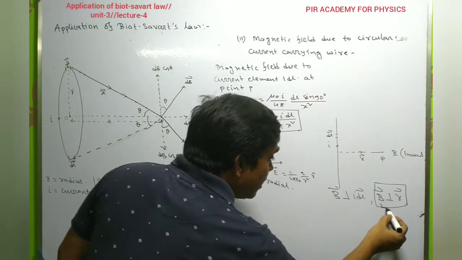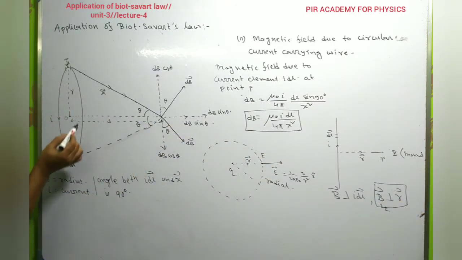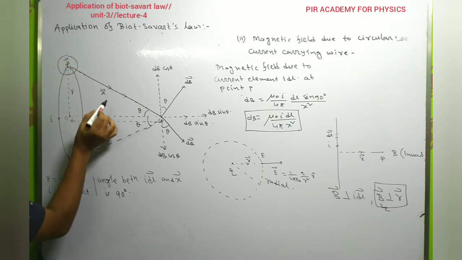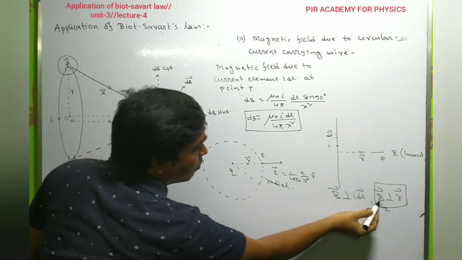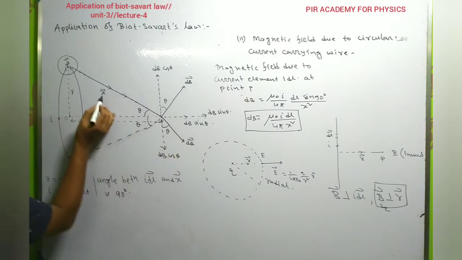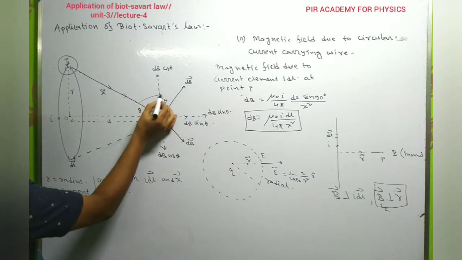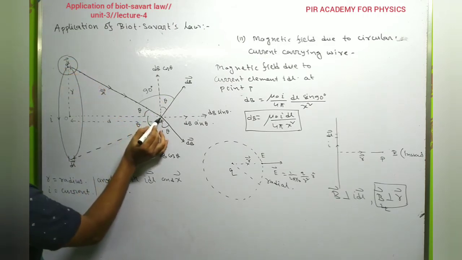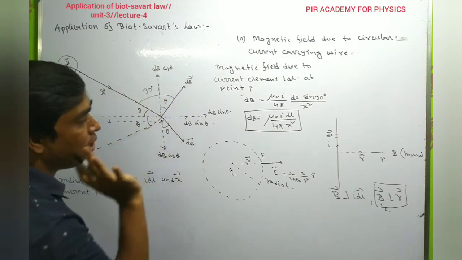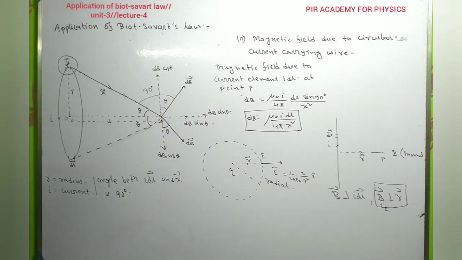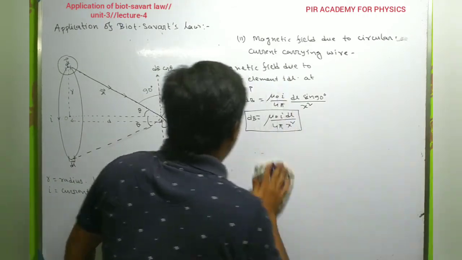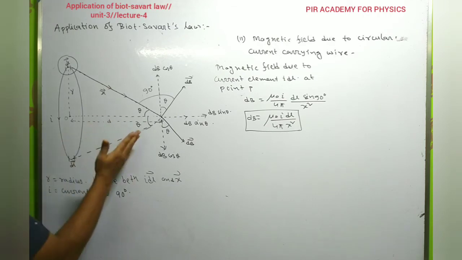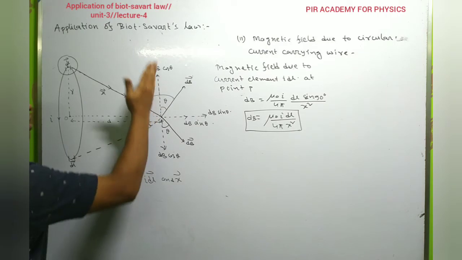So using this concept, the magnetic field due to this current element must be perpendicular to this distance. Here is distance x, so this angle must be 90 degrees. That's why the magnetic field due to this current element is along this direction, not along this direction. Okay. Now, you understand how the magnetic field is along this direction, not along this direction.